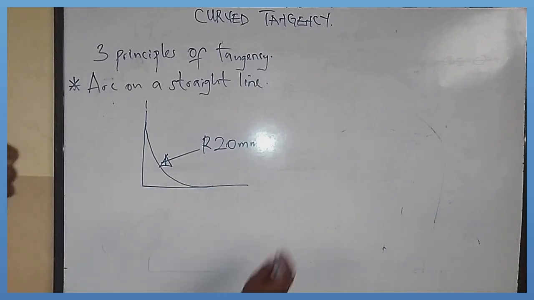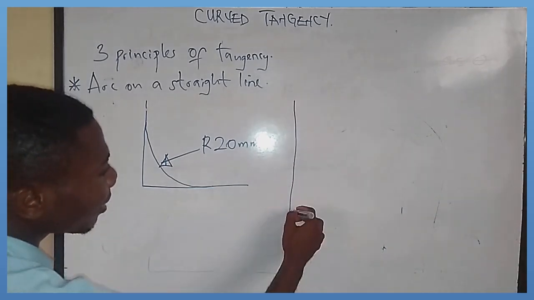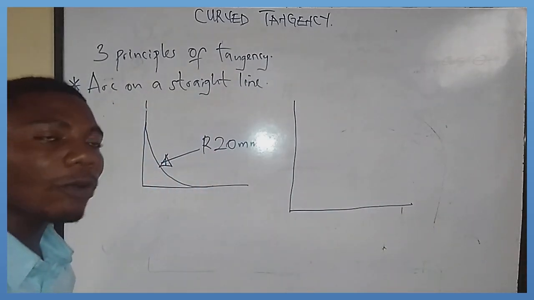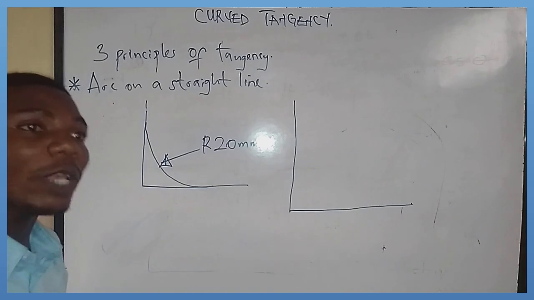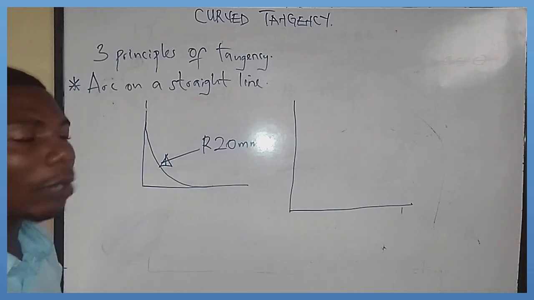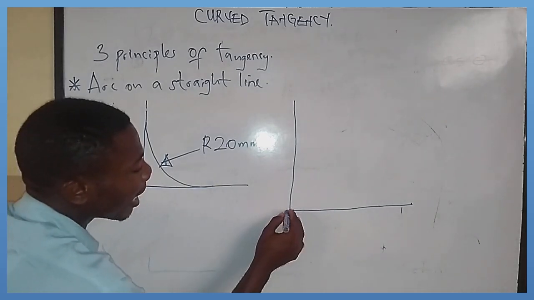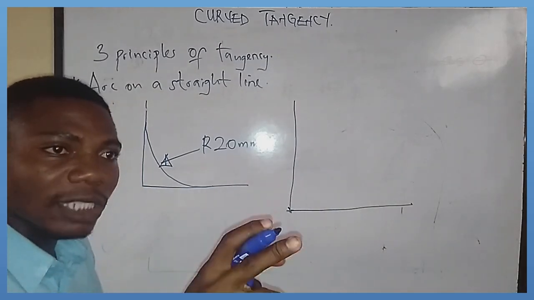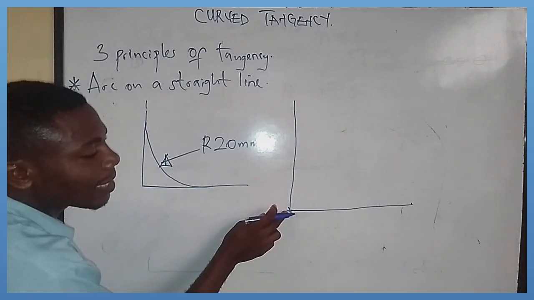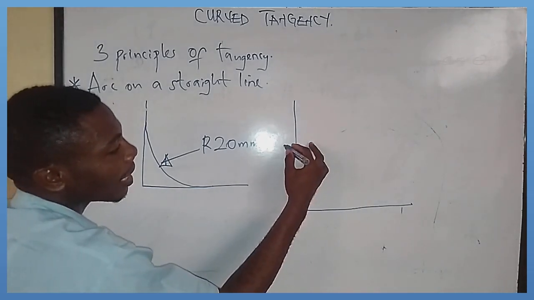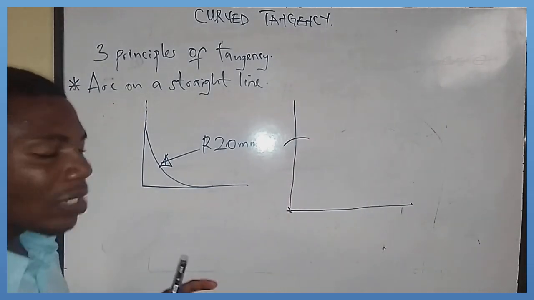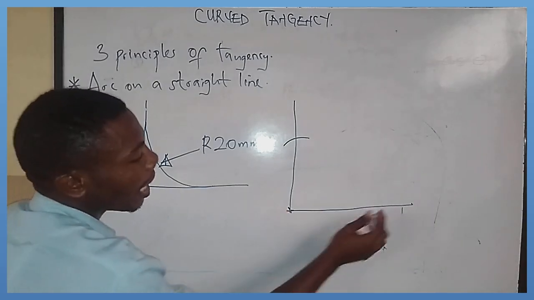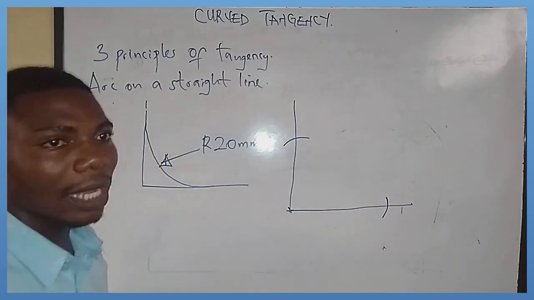What am I going to do? I'm just going to produce that straight line, produce this. Then with my compass, I'm going to measure a radius of 20. I stand right here at this junction with the mark of 20 on my compass, and strike an arc at the top here. With that same mark of 20, standing at this junction, I strike another arc right here, as you can see.